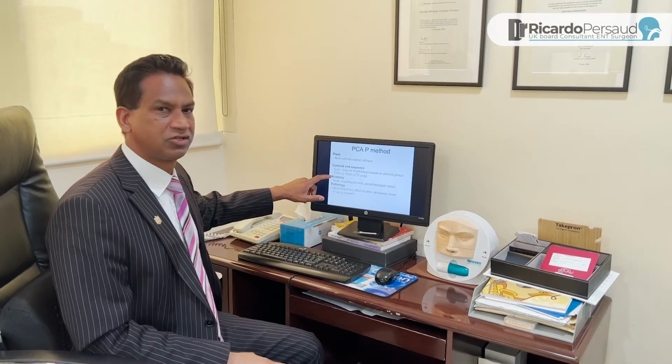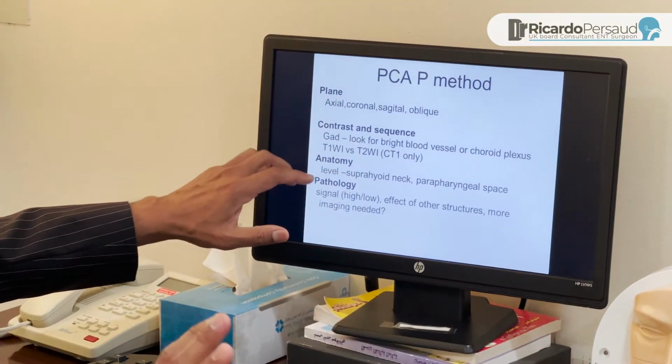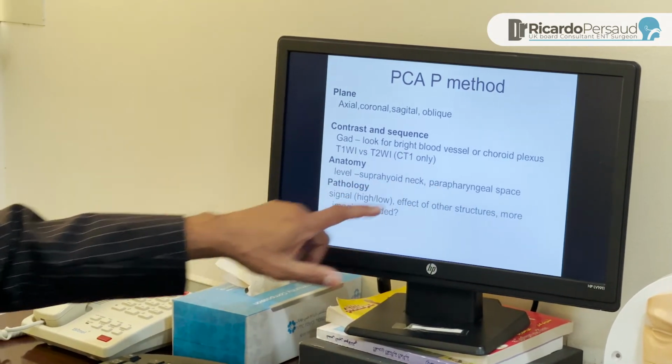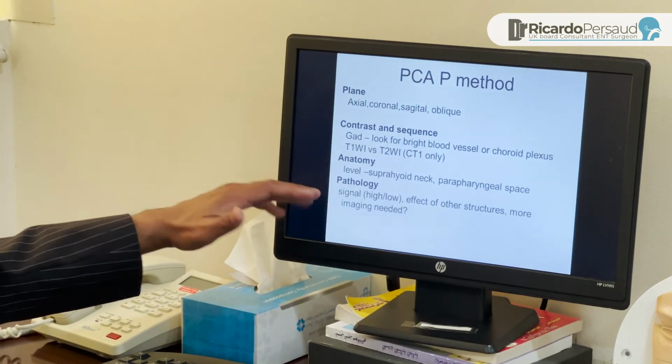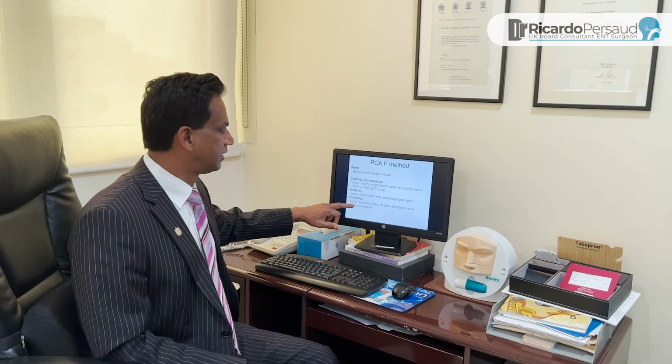Then you mention about the anatomy. Where was the section taken? For example, you can be very broad and say suprahyoid neck, parapharyngeal space. And then you go on to the pathology, which in most cases will be really obvious, but you don't start with the pathology. So you say, this is high signal, low signal, and the effect on other structures, and whether more slices are needed before you can draw a conclusion.